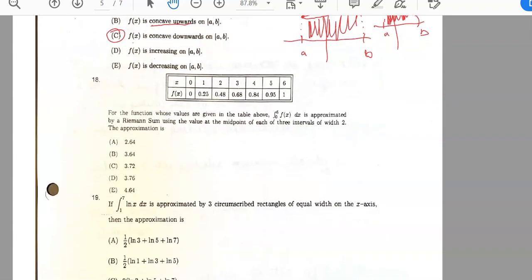All right, 18, another one of these. Again, pretty critical you know how to do these, but it is pretty straightforward. It's one I don't think I necessarily need to go through and show you.